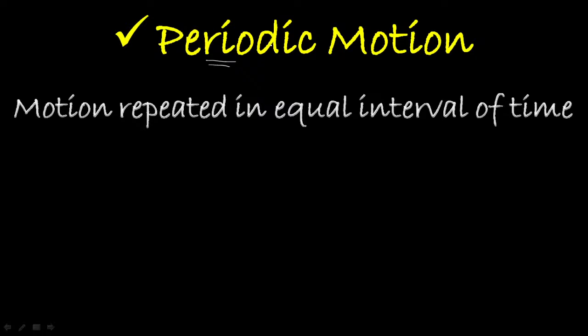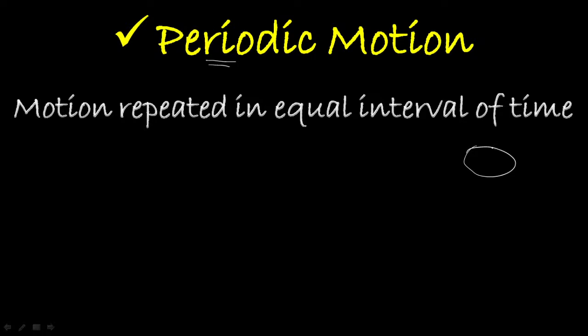There are so many types of motions available: linear, curvilinear, rectilinear, etc. Among those, we have to take only periodic motion. Periodic motion is a motion that is repeated in equal intervals of time. The period of time to complete one full cycle is nothing but the period.